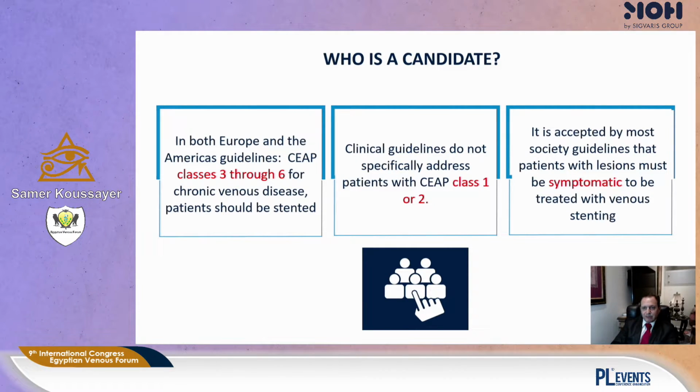But it is acceptable by most society guidelines that a patient with a lesion must be symptomatic to be treated with venous stenting. So we cannot just do venous stenting just because we see compression or May-Turner syndrome on CAT scan. The patient has to be symptomatic, or have an ulceration, to be treated, and it has to be, as I said, CEAP class 3 through 6.